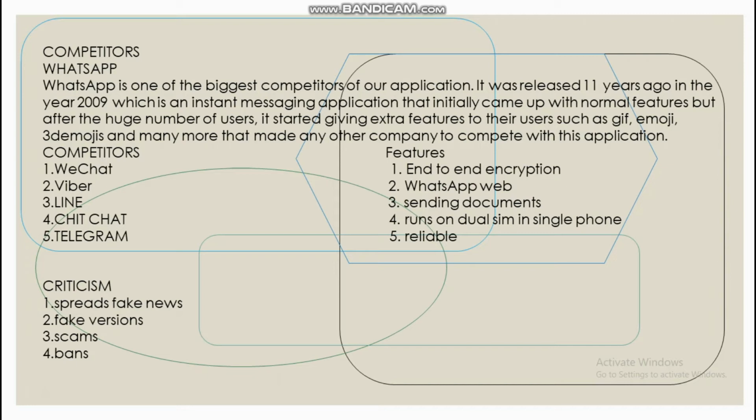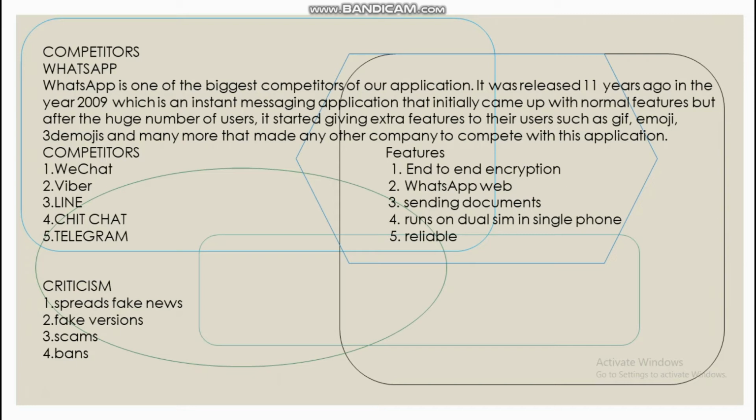WhatsApp, this is the biggest competitor of any app in the world, according to me. So this is our first competitor. WhatsApp is one of the biggest competitors of our application. It was released 11 years ago in the year 2009, and it is an instant messaging application. It is also a communication platform business, and its feature is that it's end-to-end encrypted.